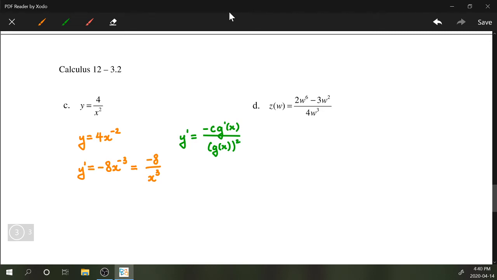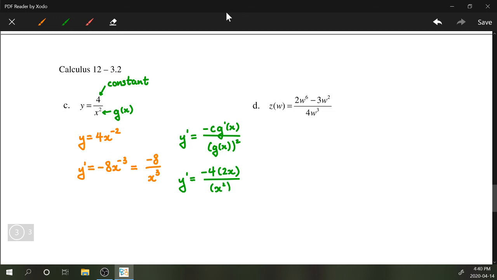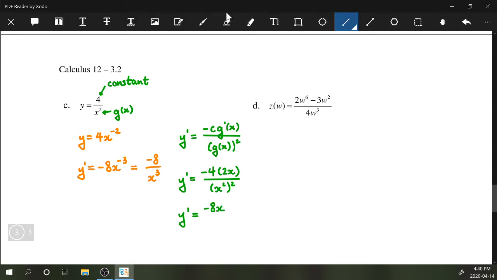And we know that corollary will work here because 4, of course, is a constant. So it will work. So let's look at the derivative then. This will be negative 4, and then the derivative of x squared is 2x. And then in the denominator, we'll have, well, x squared squared. So the derivative in this case will be equal to negative 8x all over x to the 4th power.